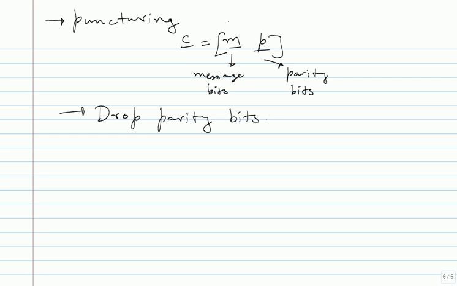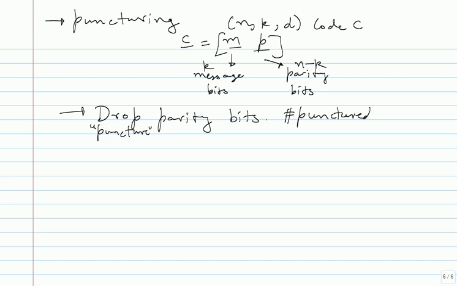Okay? So suppose I started with an (n, k, d) code C. So this would be k message bits. This would be n minus k parity bits, right? So I'll say drop parity bits. Actually, this drop is also usually said puncture. So you puncture parity bits. So the number of bits punctured, let's say some p. I know the binary symmetric channel also uses p, but I just want to use p here again.